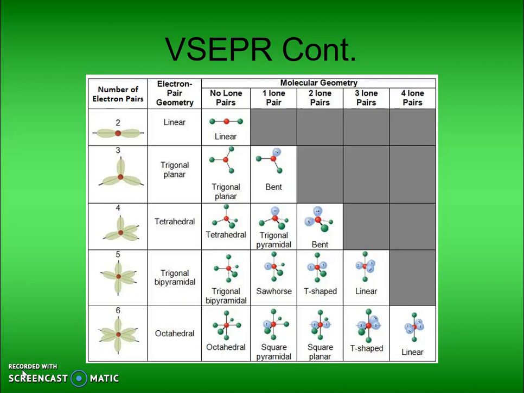So the most common shape is going to be a tetrahedral shape, because if you have 4 bonded pairs, we know the octet rule, they like 4 pairs of electrons. If you have 4 bonded pairs of electrons, we see it has a tetrahedral shape. In the case of, like, methane, which we'll take a look at in a second.